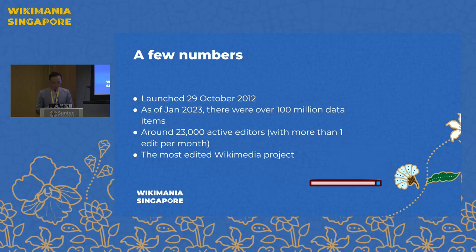As of January this year, there were more than 100 million data items, and there are about 23,000 active editors with more than one edit per month on Wikidata, and it is arguably the most edited Wikimedia project. Why do I put these numbers here? Because I believe some of you are from different organizations and institutions, and you have experience in dealing with data. One of the most critical things about data is whether it can be upkept and updated frequently. If you try to update your database within your own means, you find that it's not sustainable. On Wikidata, we have a very active voluntary community who has been doing edits and updating the data every month.